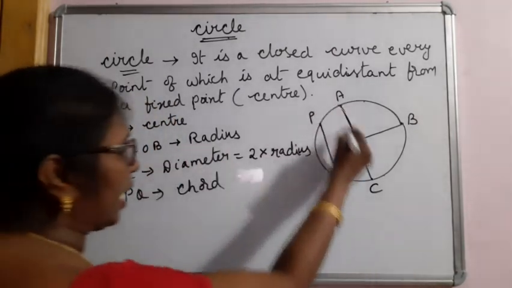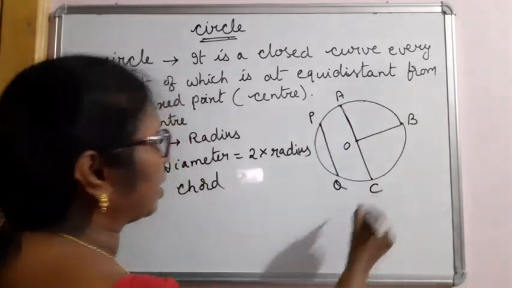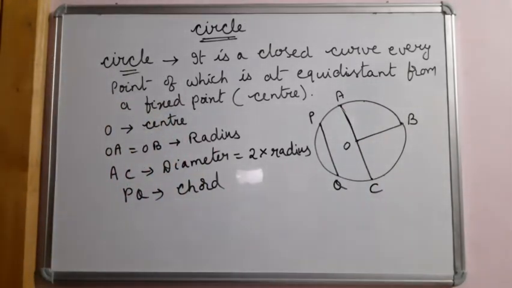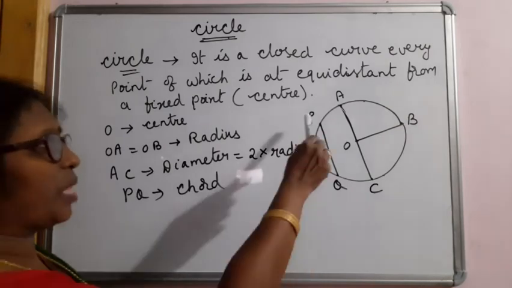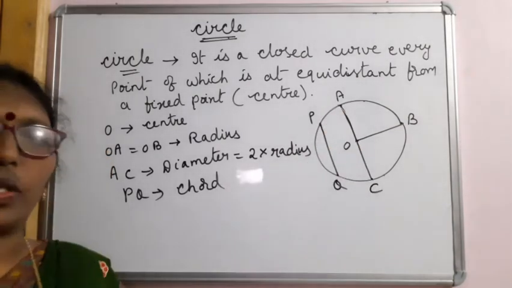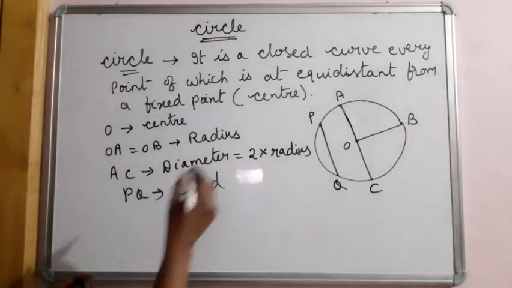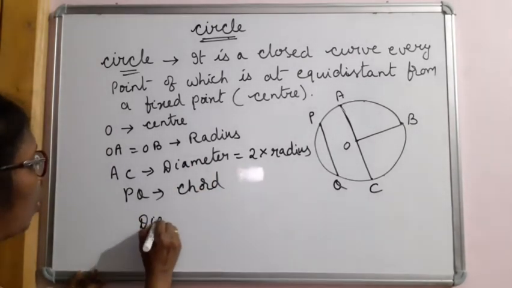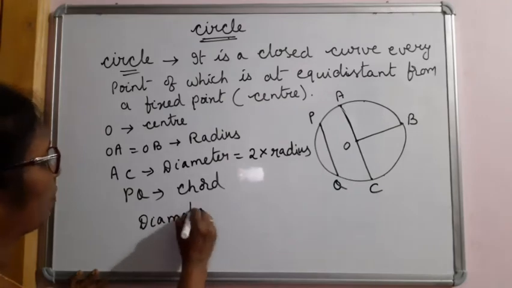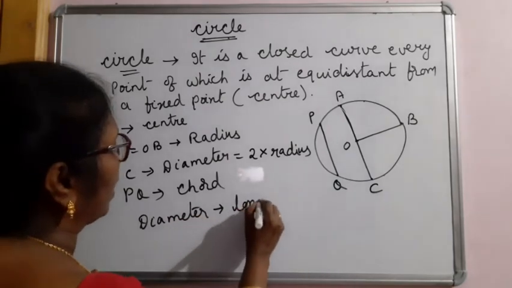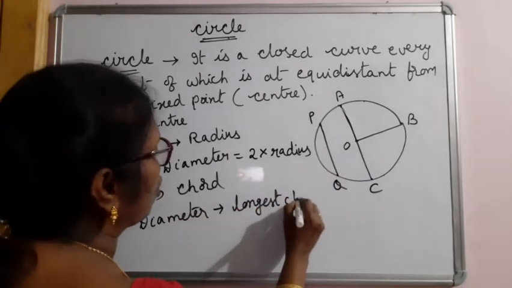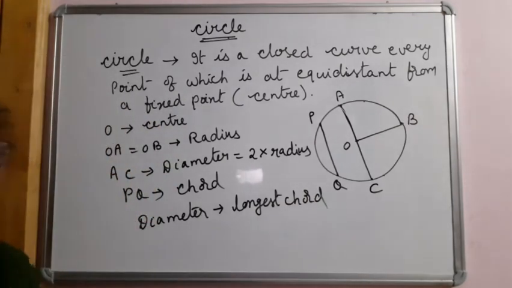But AC is passing through the center, so it is the diameter. That means the chord which passes through the center is called the diameter of the circle. So diameter is called the longest chord of the circle.